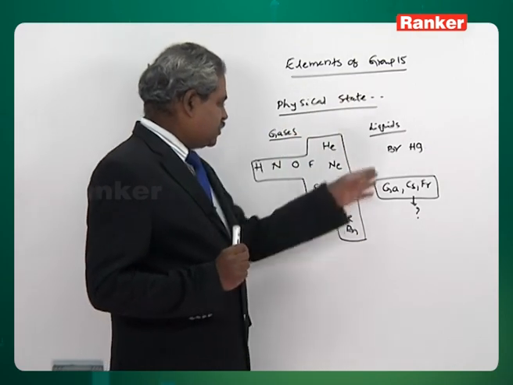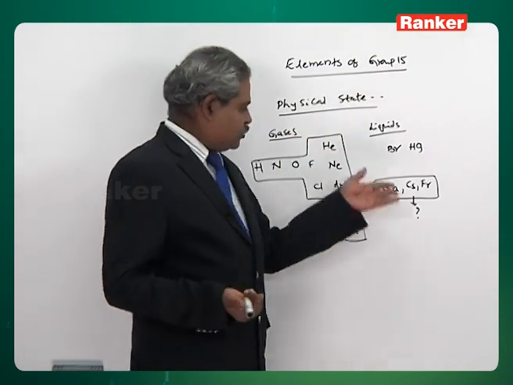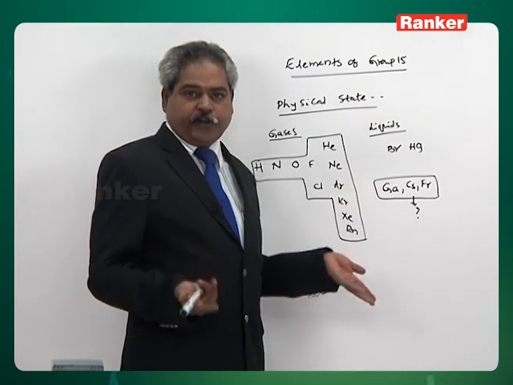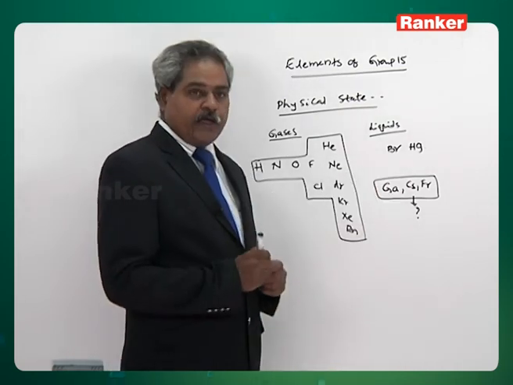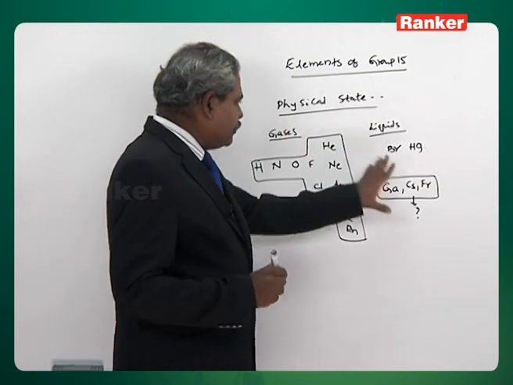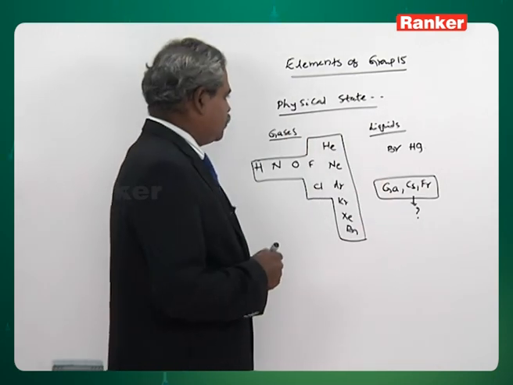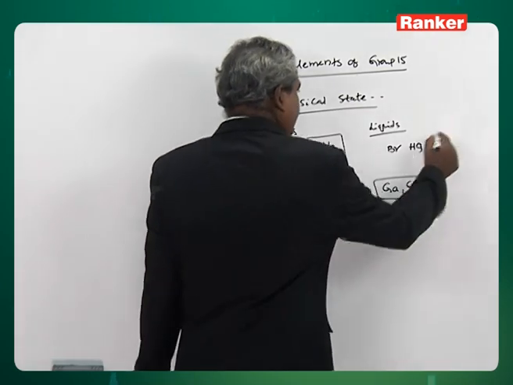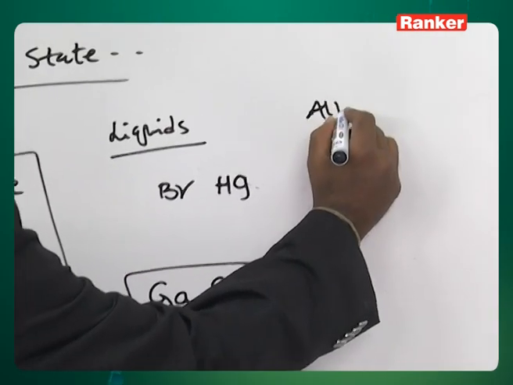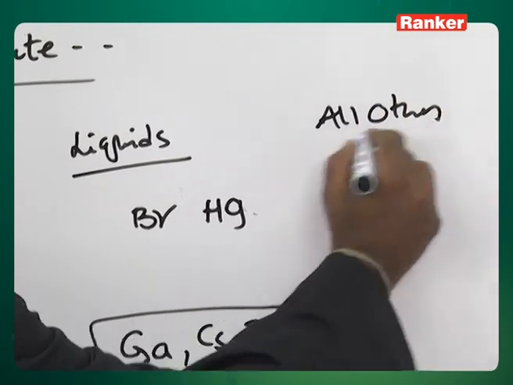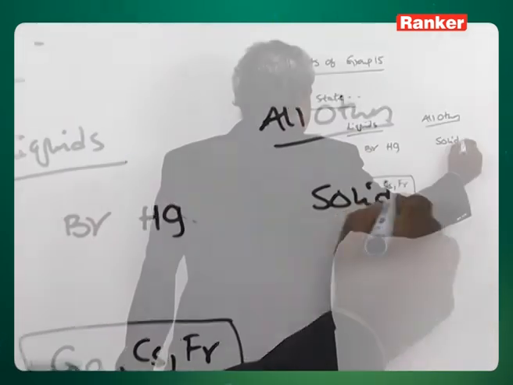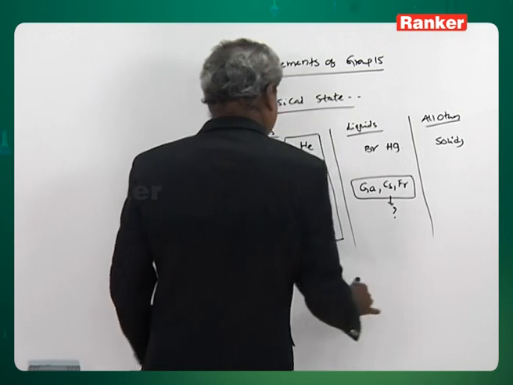Actually there is no doubt, the melting point suggests, since room temperature is 25, they should be solids only. But let's not waste any more time on that. Gallium, cesium, francium, put a question mark and leave them. Just forget them. Liquids are bromine and mercury, and all others are solids.